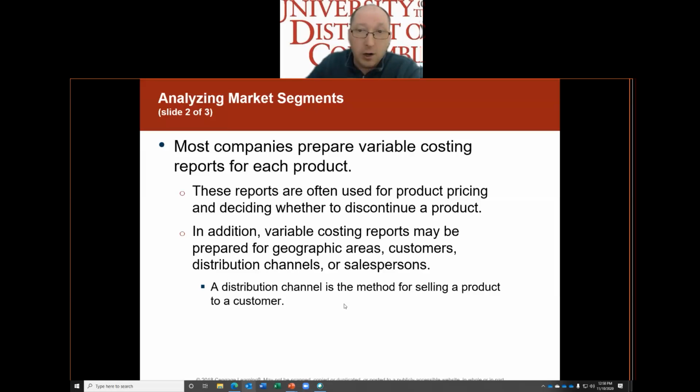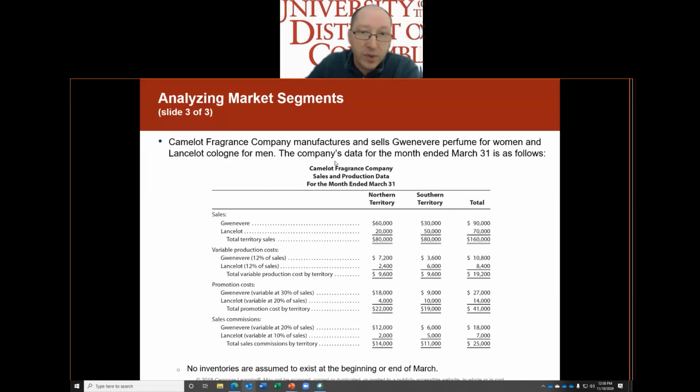Most companies prepare variable costing reports for each product. And here's an example of that. In this particular example, the company breaks out their market segments by northern and southern divisions, and they look at their sales and variable costs for a couple of different products. Here's two products and two different divisions. We can see the overall breakdown of variable costs and fixed costs. That helps us to give an idea of the overall profitability of each product within each market.